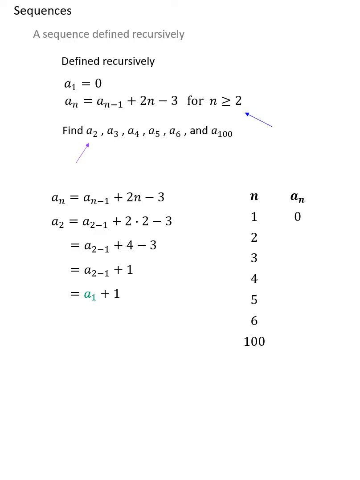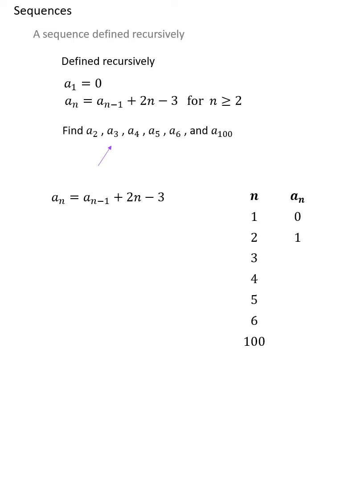But what does this tell us? Well, it tells us that if we know the value of A1, we could plug it in now and find the value of A2. But of course, we do know the value of A1. They told us that it was 0. So I'm going to plug in 0 for A1 and finish the algebra. And now I know the second term of the sequence, and I'll put that in my table. The second term is 1.